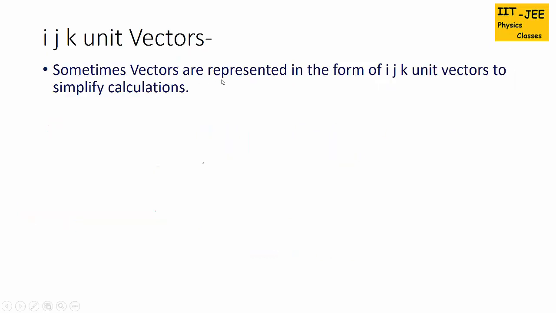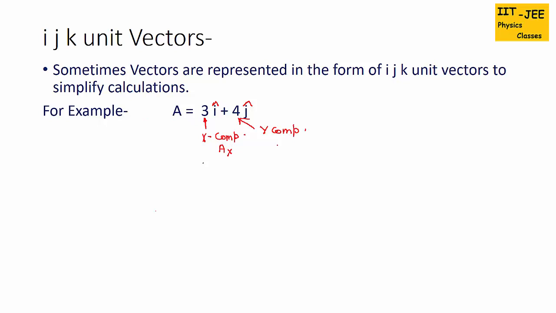Sometimes vectors are represented in the form of ijk unit vectors to simplify calculation. Suppose there is a vector A which is represented as 3i cap and 4j cap. Here 3 is the coefficient of unit vector i and it is the x component of vector A. In the same way, 4 is the coefficient of unit vector j and it is the y component of vector A. X component means ax and y component means ay. So we can simply write vector A as A equals ax i cap plus ay j cap.